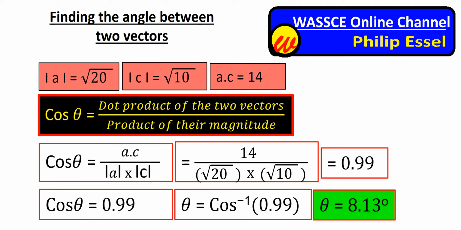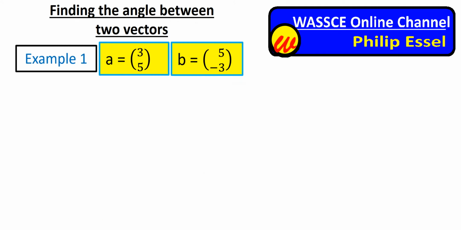Now let's look at some examples. Example 1. In this example, we have the vectors A and B, and the vector A equals (3, 5), the vector B equals (5, -3). Our work is to find the angle between these two vectors. So let's do this.